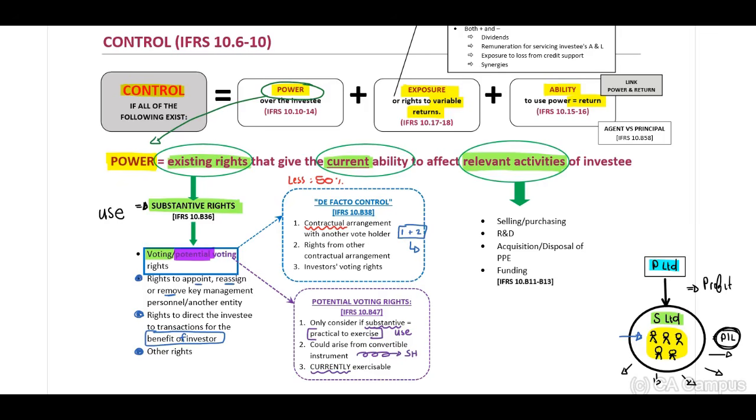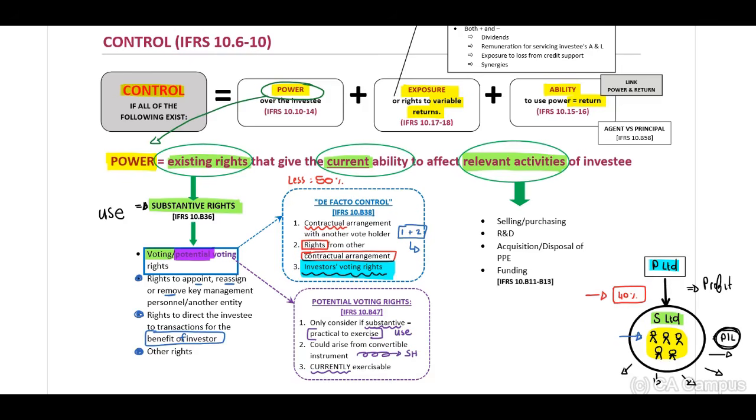Number 2, we need to identify what certain rights come from other contractual arrangements. It might be that P Limited owns 40% in S Limited, but there is a separate contract that specifically gives P Limited power and voting rights. And we will have to look at the investor's voting rights in detail, because it might provide the investor with a vote which will give the investor control even if the investor has less than 50%.